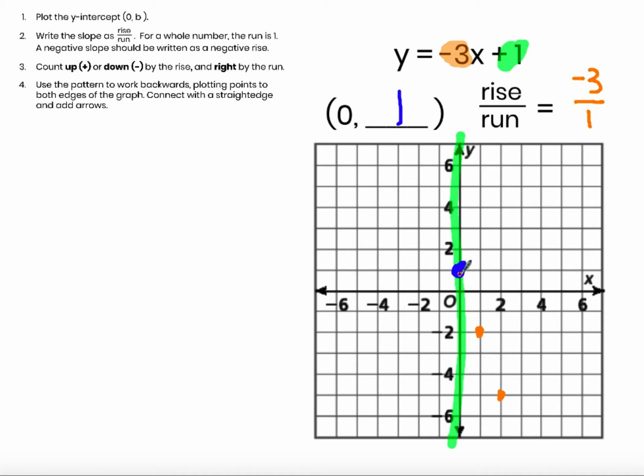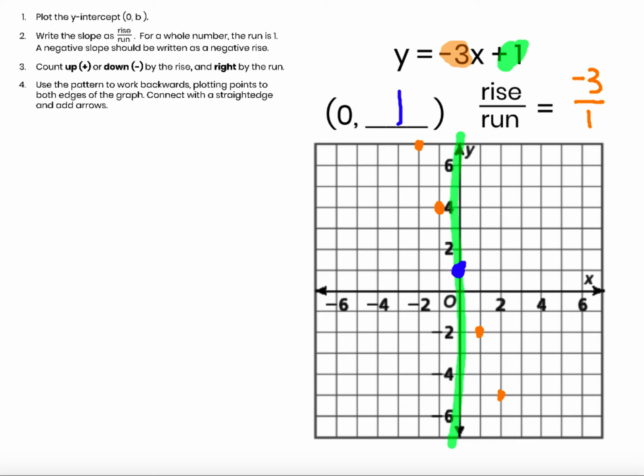But generally, instead of going over 1, down 3, we want to think of rise first, just so we make sure we don't make any mistakes. Down 1, 2, 3 over 1. Continuing the pattern, up 3, backwards 1. Up 3, left 1. It would work if we made that negative 3 be a positive rise of 3, run of negative 1. So up 1, 2, 3, backwards 1. So if instead of negative 3 over 1, we did 3 over negative 1, up 1, 2, 3, backwards 1, that works. It's just the convention that we make the rise negative.